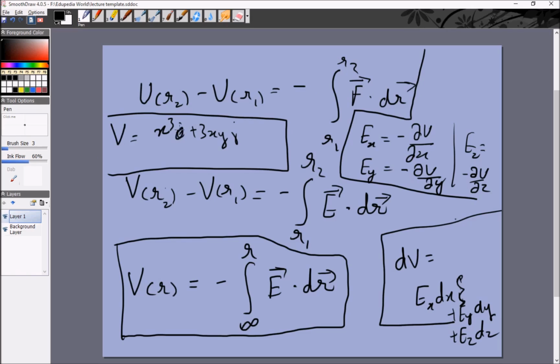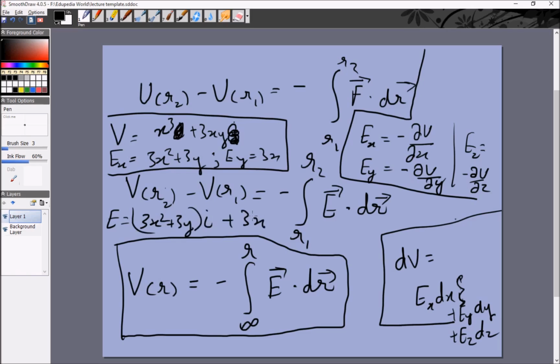For example, if the potential is x cube plus 3xy, I'm sorry, potential is a scalar. So the electric field Ex will be minus del V by del x, that is 3x square plus 3y, and similarly Ey will be 3x. So the electric field will be (3x square plus 3y) i cap plus 3x j cap, right? So the first result gives us the potential from the electric field, and these three results give us the electric field from the potential. Potential is a scalar and electric field is a vector.